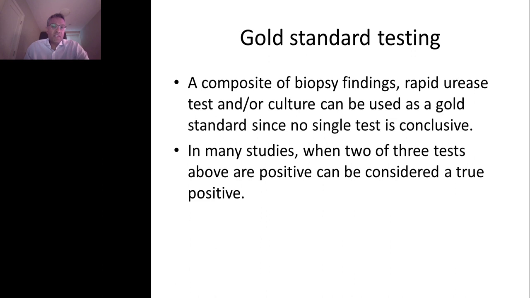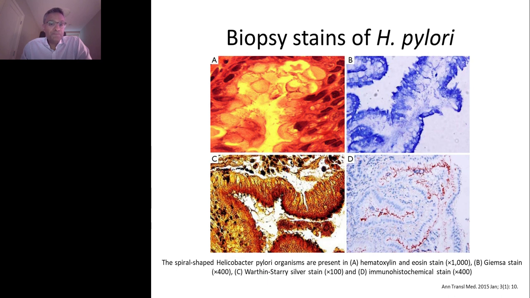So what's the gold standard for testing? Currently, in the literature, a composite of biopsy findings, a rapid urease test, and/or culture can be used as a gold standard, with no single test being really conclusive. And in many studies, when 2 of these 3 tests are positive, they're considered to be a gold standard positive. So that's something that's seen quite often in the literature.